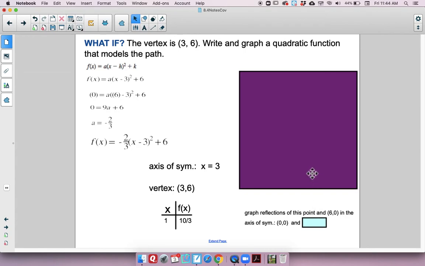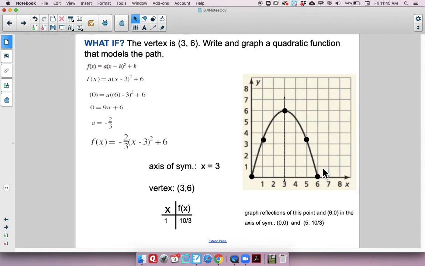So if I plotted (1, 10/3), 1 is what? It is 2 units to the left of our axis of symmetry, which means we'd want to plot a point 2 units to the right of our axis of symmetry. What's 2 units to the right of 3? 5, right? So it would be (5, 10/3). And you should have gotten something that looked like that.